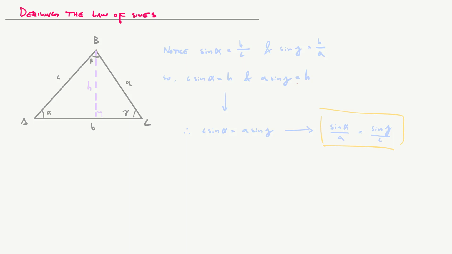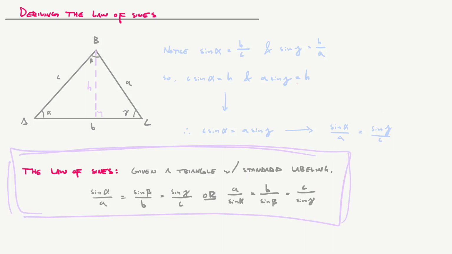So in this case, I've just come up with two of the ratios. Sine alpha over A is equal to sine gamma over C. But we could do the same thing with sine of beta over B. So this is the stated law of sines. Given a triangle with standard labeling, which is this stuff here, all of these ratios are equal to each other, which is pretty cool, to be honest.